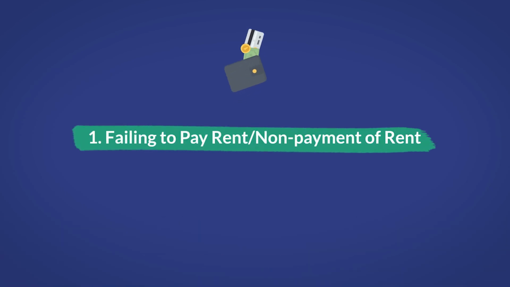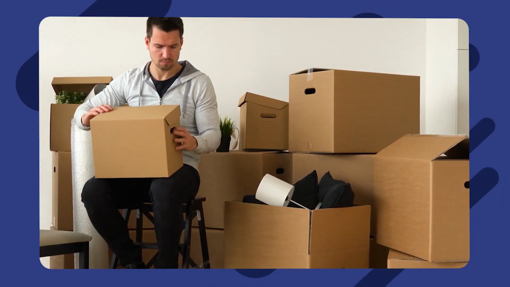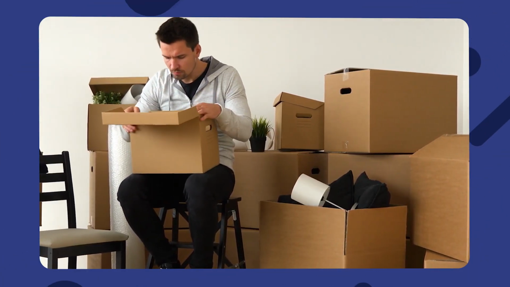Number 1, failing to pay rent or non-payment of rent. The most common reason for eviction is failure to pay rent. Late rent payment in Kentucky is a day past its due. For example, if rent is due on the 25th and hasn't been paid by the 26th, then that means rent is late, and the landlord can evict the tenant by handing in the correct eviction notice.